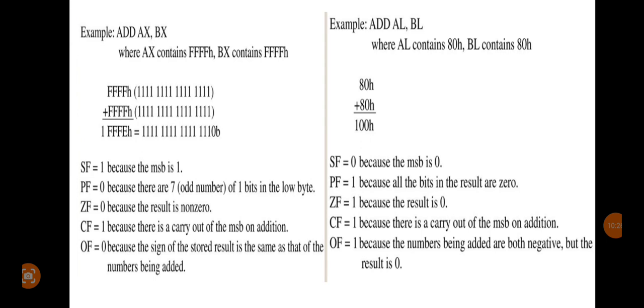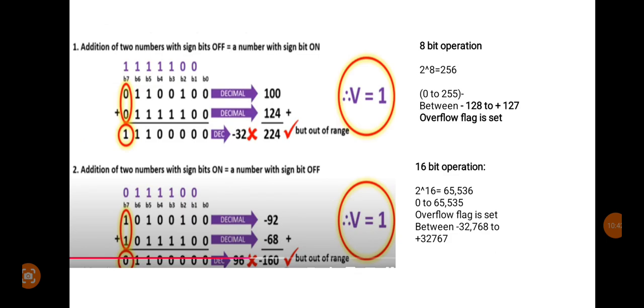So what is meant by the overflow flag? Okay, this is another example. Add AX, BX means you add 16-bit numbers. If add AL, BL, it means adding 8-bit data.